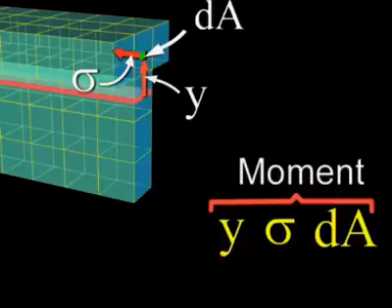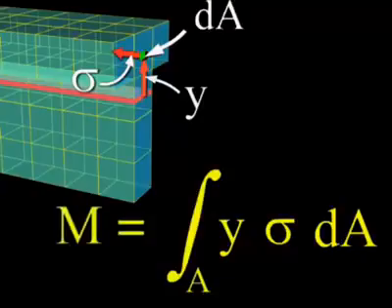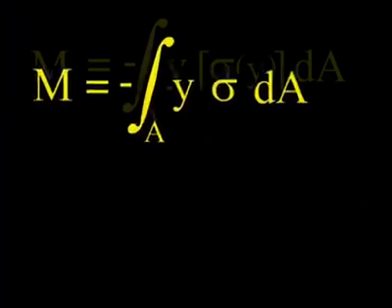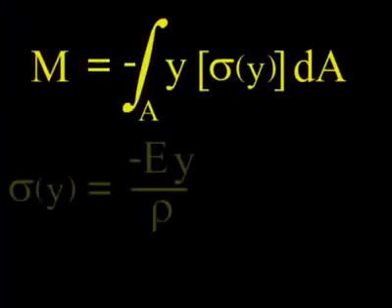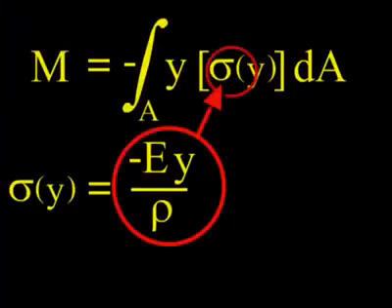We add up all such contributions by integrating over the cross-sectional area to produce the total moment M acting on this section. A minus sign is added so that a sagging moment can be considered positive. This equation is valid for any distribution of stresses. In elastic conditions, stress can be calculated using Hooke's law, so we can substitute minus E times y over rho into the moment equation.